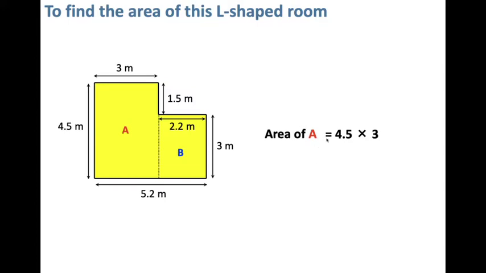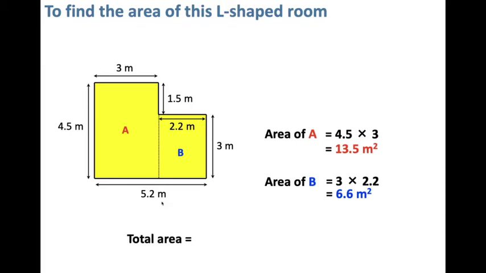So area of A, this one will be 4.5, that one multiplied by 3. And it gives you 13.5 meters squared. Then you go to the area of the other one, area of B, which will be the 3 meters multiplied by 2.2. That's the area. And then you get 6.6 meters squared.